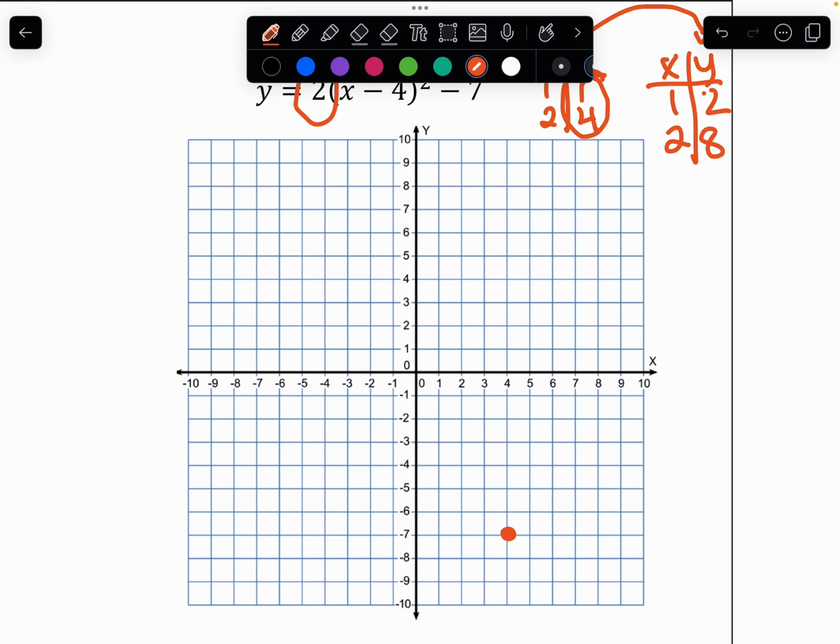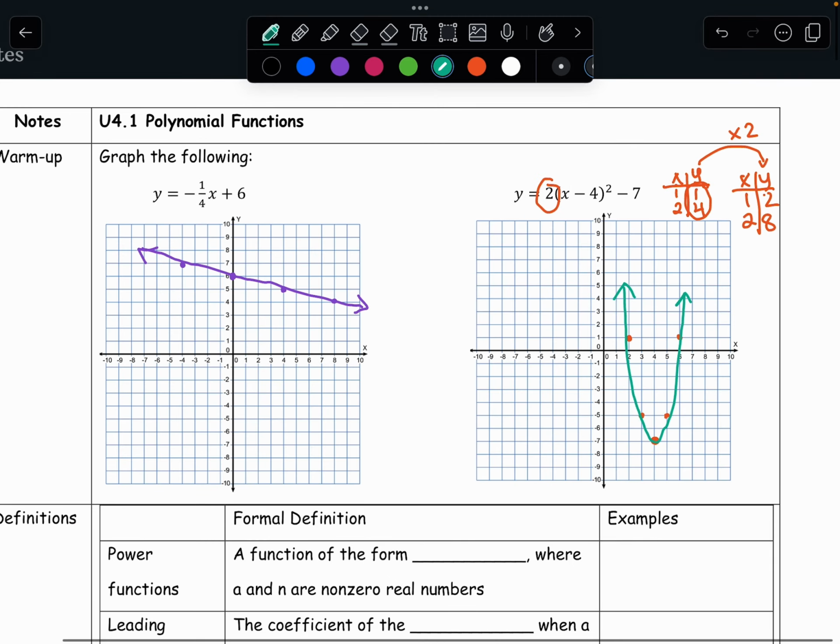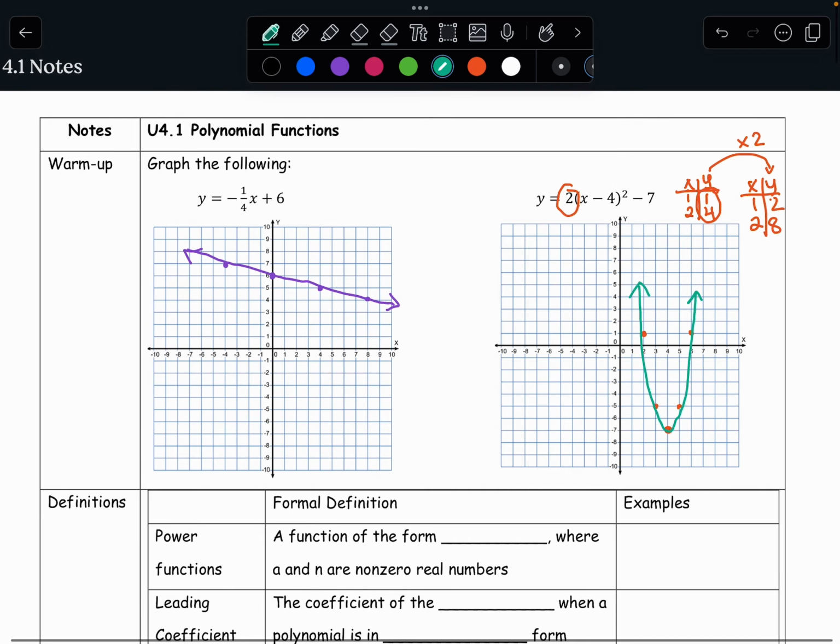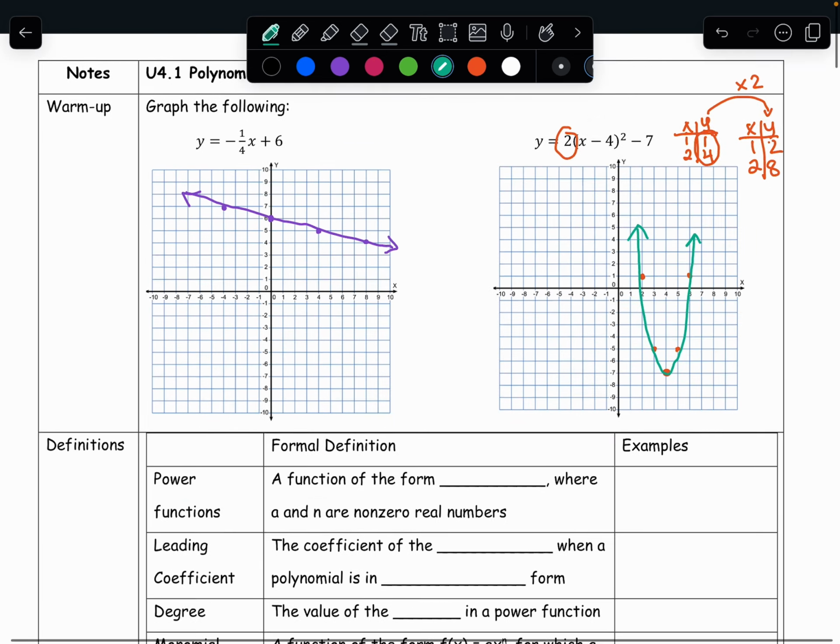From our vertex, we're going to go over 1, up 2, and reflect it over our vertex. Then we're going to go back to our vertex, over 2, up 8, and reflect it over our vertex. We're doing that because of our axis of symmetry that goes through our vertex. We connect our points to get our graph. So that was just a little review for our warm-up.